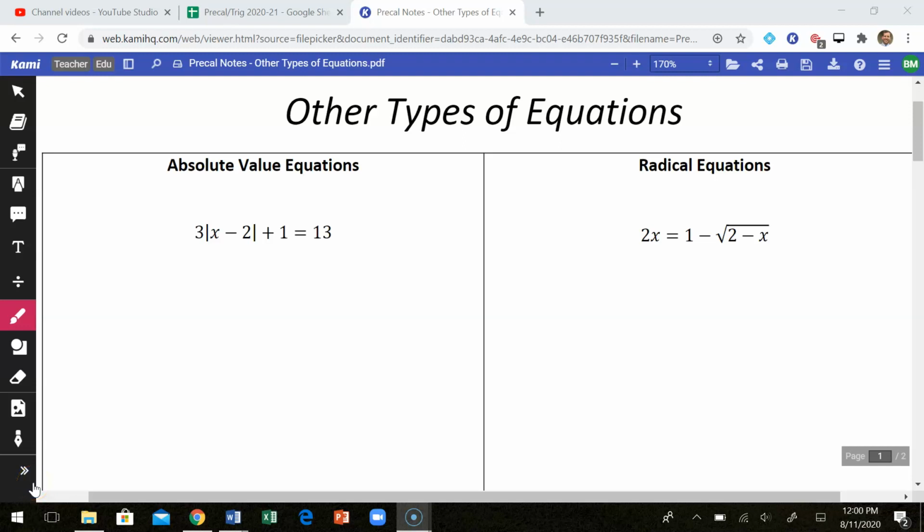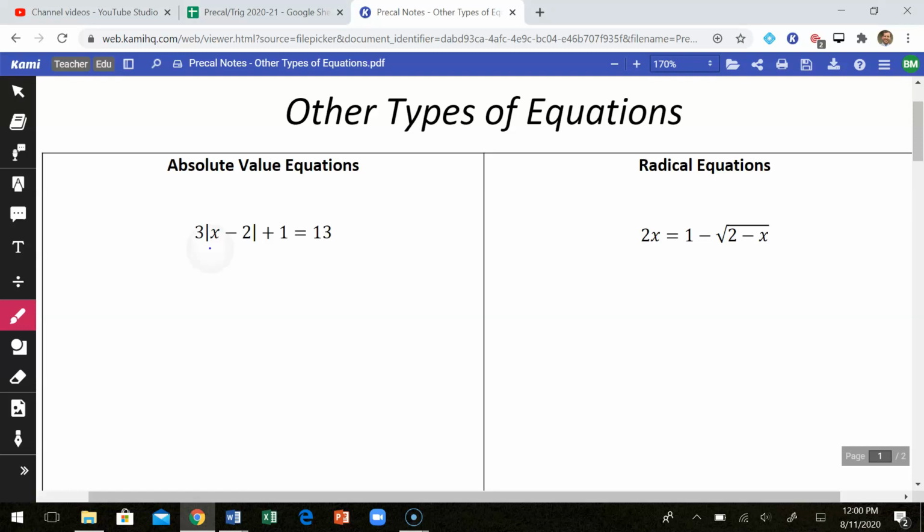In the previous two videos we talked about linear equations and quadratic equations. This video is just a discussion on solving different types of equations. So I'm going to start with an absolute value equation. If you have an absolute value equation, the first thing you want to do is isolate the absolute value.